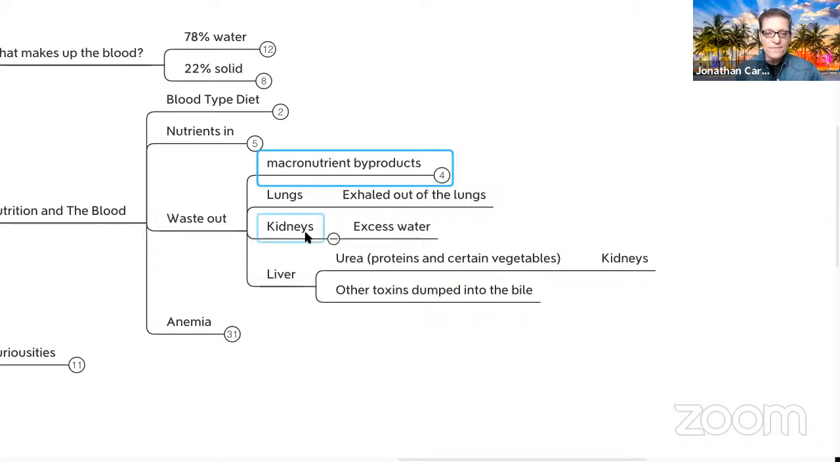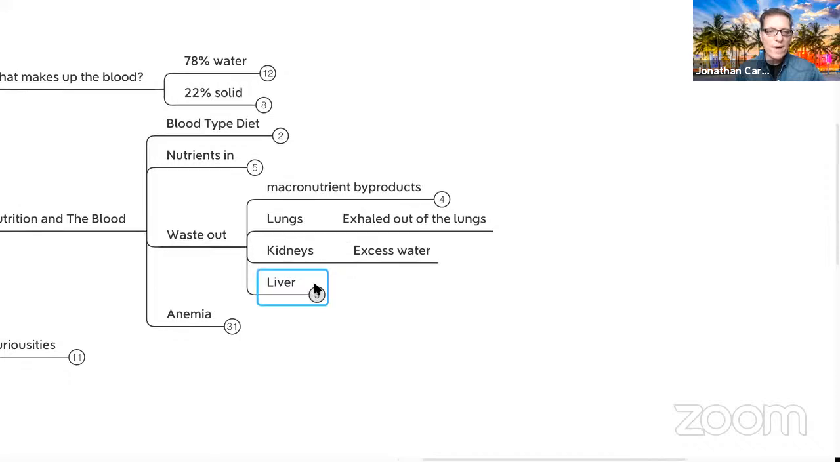The kidneys are going to get rid of excess water. And the liver, believe it or not, actually produces urea from the digestion of proteins and certain vegetables, which is then carried to the kidneys. That's why you have urea in urine. The urea in urine is basically from the liver to the kidneys and then excreted. Other toxins from the liver are dumped into the bile. We'll talk a little bit about the bile in just a moment.